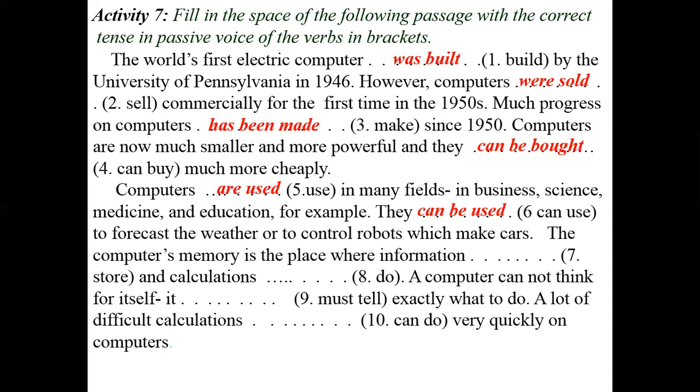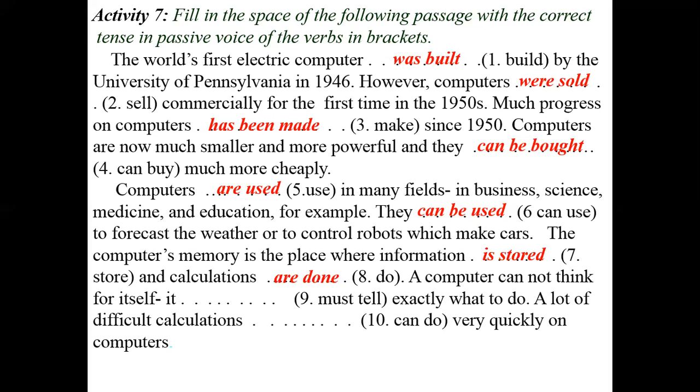The computer's memory is the place where the information, so information is singular, and calculation is plural, right? And this shows or expresses the reality. So you use the simple present tense in passive, right? So number 7, is stored. And how about number 8? Are done, right?